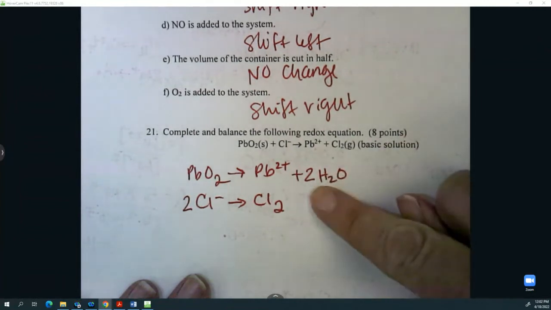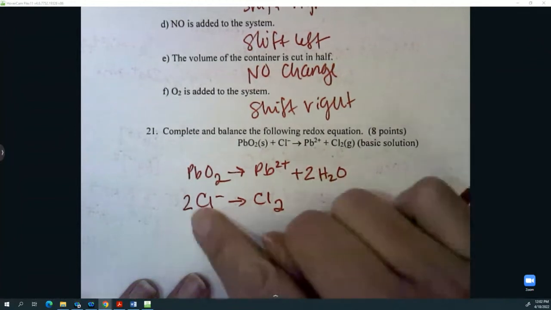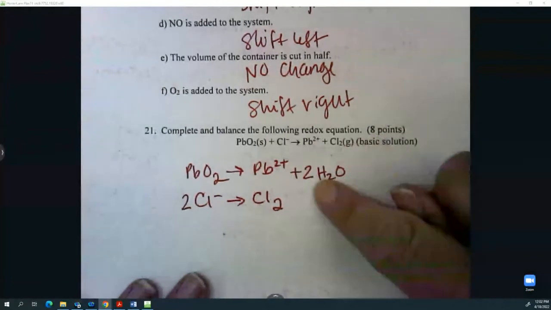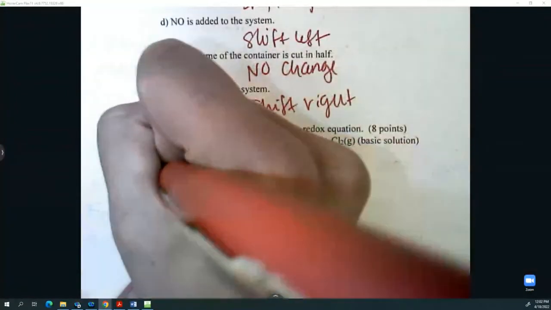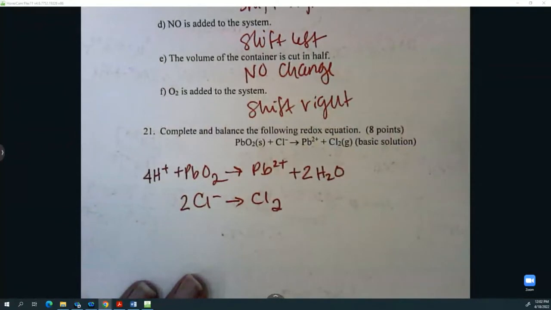Balancing the hydrogen, I use H+, so I have 4 hydrogens on the right. And there's nothing down here, by the way. There's no oxygen, no hydrogen. So I'm just letting that one alone for a while. Balance the hydrogen with H+.